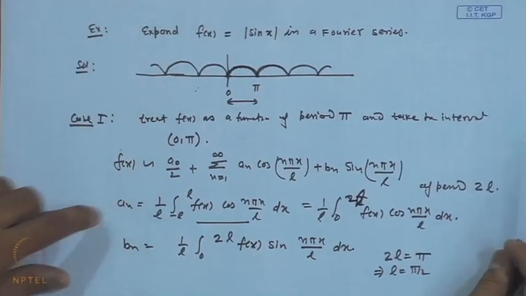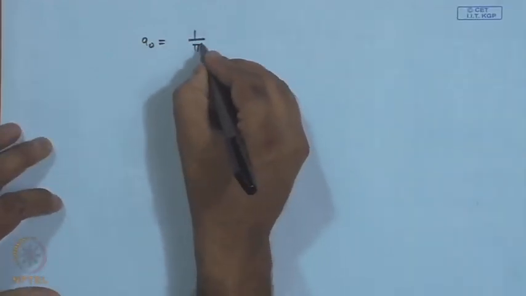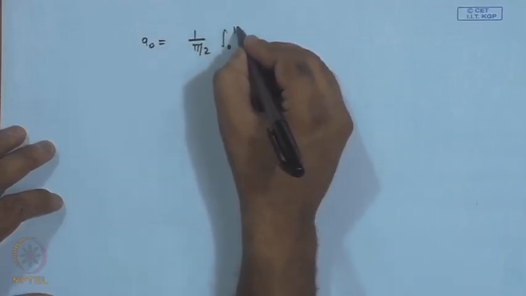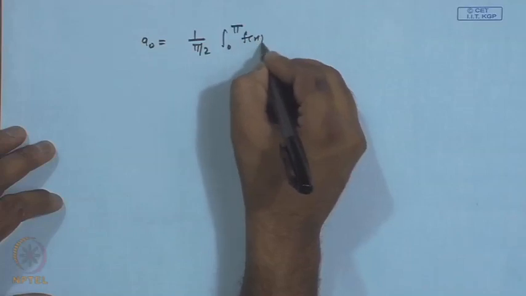So, now we calculate a 0 first. This a 0 will be 1 over L, and L is pi by 2, so 2 over pi, integral from 0 to 2L, that means pi, of f x dx.